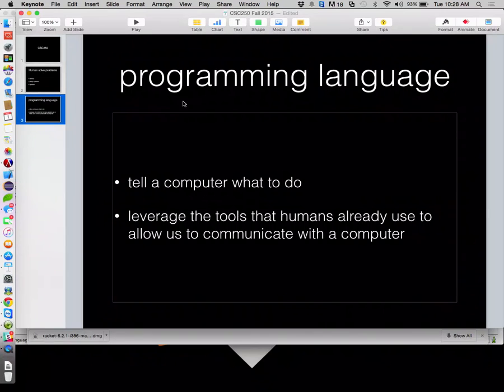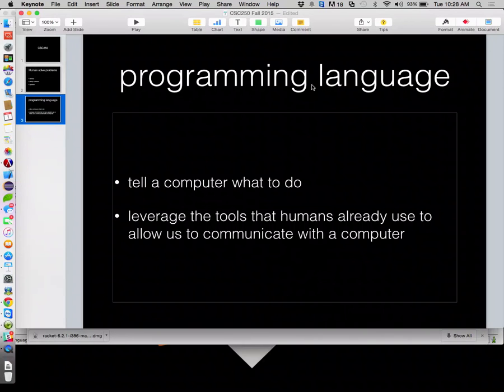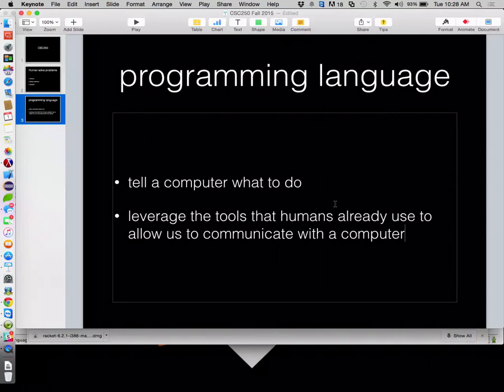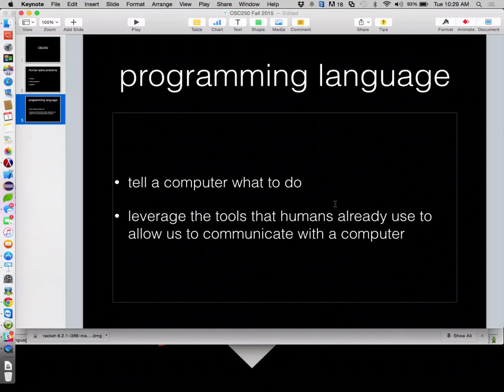Okay, so programming languages. Tell a computer what to do. Leverage the way we already solve problems. That's the key here. The programming language's job is to meet us halfway, as opposed to us having to go and talk to this alien. We're all used to dealing with humans. We're all used to solving problems with other people.